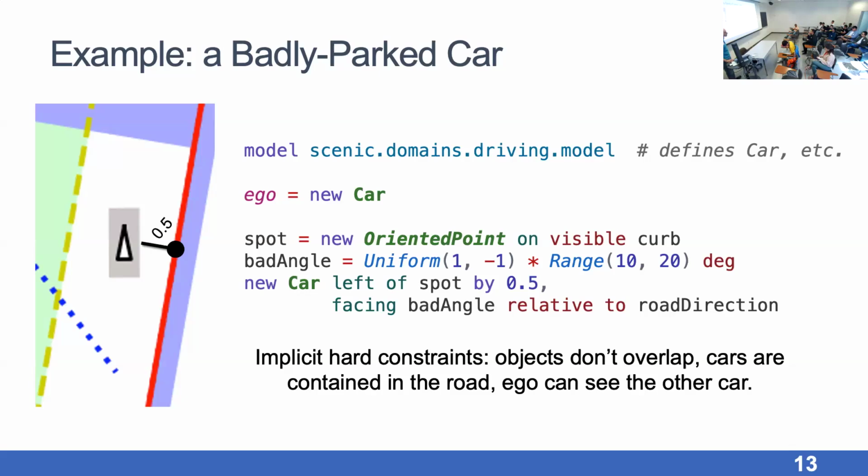Yes, question. Why is it a requirement that the ego can see the other car? That was one that we had by default. So in the first version of Scenic, where we were generating static images primarily, it made sense that all the cars you created had to be visible, because otherwise they wouldn't affect the images you were generating. Now, in the latest version of Scenic, that requirement is off by default, because you might want to have a car around the corner that drives in front of you, right? So Scenic no longer requires by default that objects are visible from the ego, but you can add that requirement if you want. Any other questions on this example?